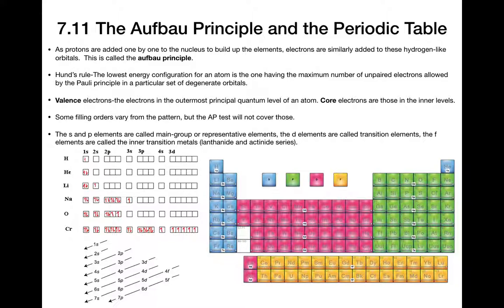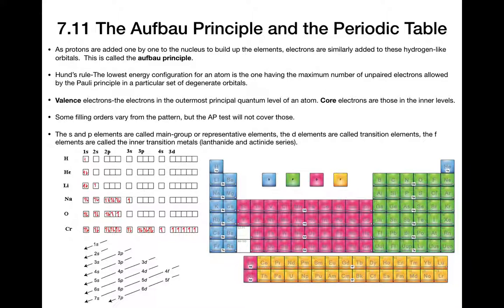Now, to fill up the atoms with electrons, we take advantage of the Aufbau principle, which says that the lowest energy levels fill up first, and that includes sublevels. So 1s gets 1 electron for hydrogen, 2 electrons for helium. For lithium, you fill up the 1s, then you put 1 electron in the 2s. For sodium, you fill up the 1s, the 2s, and the 2p's, and put 1 electron in the 3s. Notice hydrogen, lithium, and sodium all have 1 electron in an s orbital. Hydrogen, lithium, and sodium are in the same family on the periodic table.